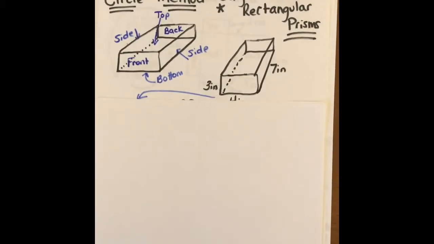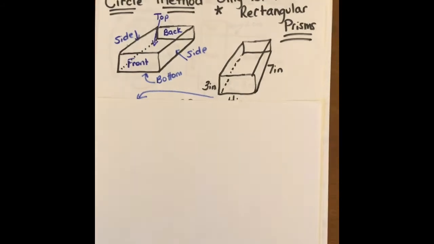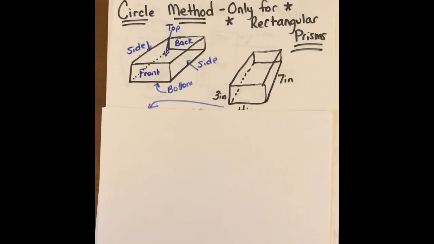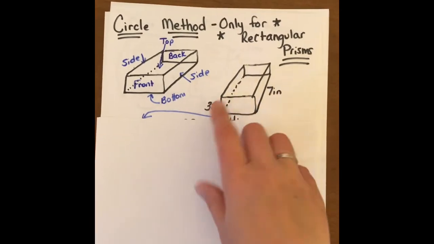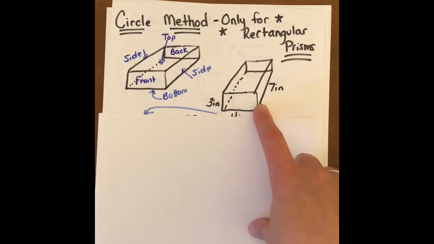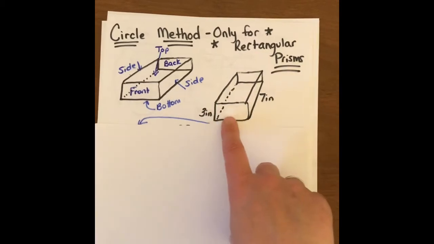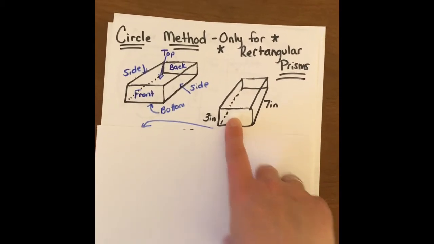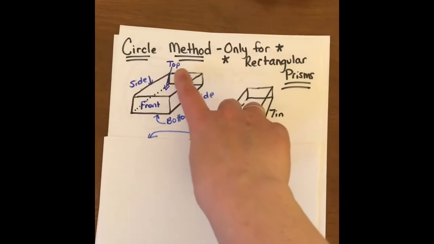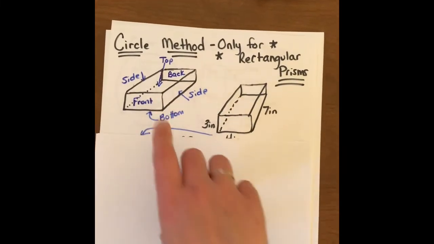So I'd like to show you an easy method to find the surface area of a rectangular prism. It looks like a cereal box. You could do this for a cube as well, but it's only going to work for these rectangular prisms or cubes. So the circle method, remember you have a front, a back, a top and a bottom, and 2 sides.